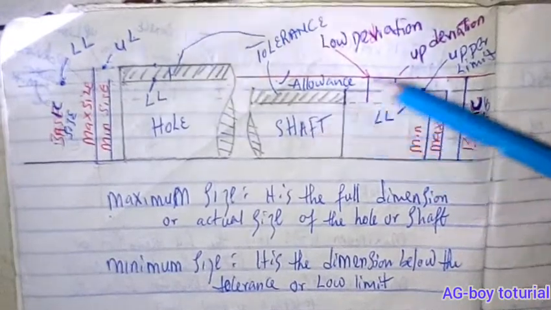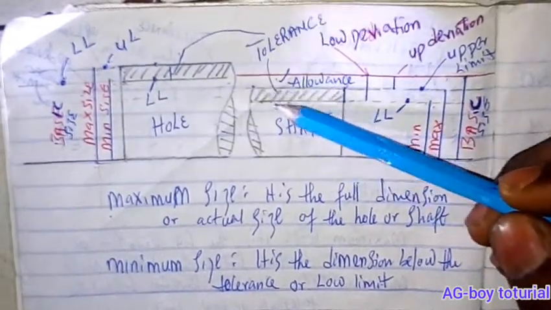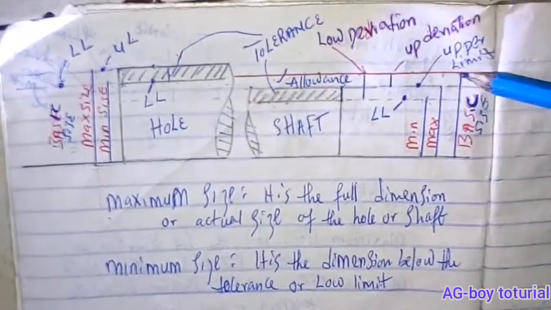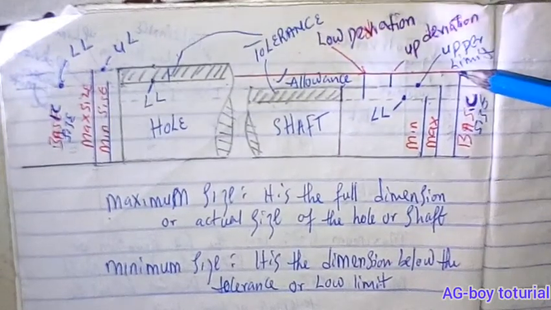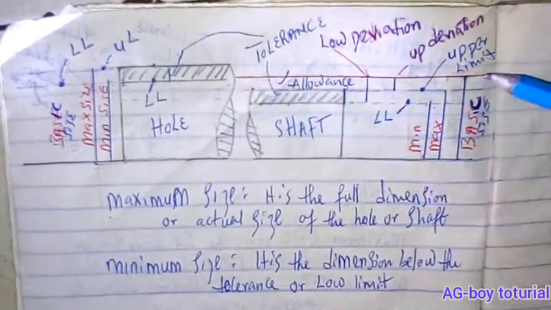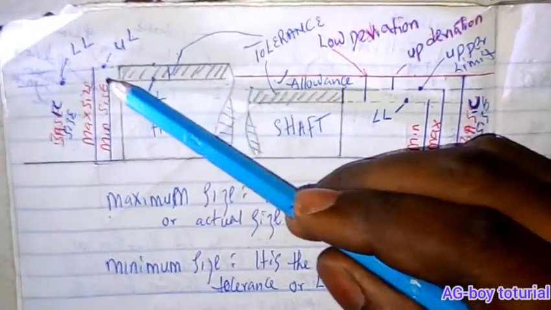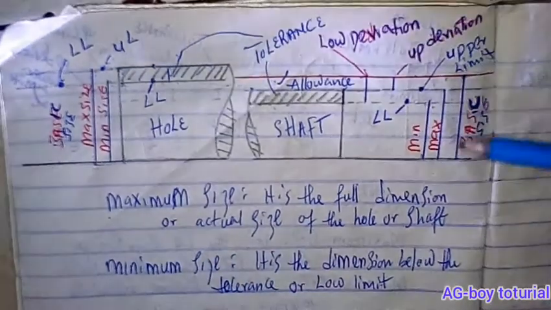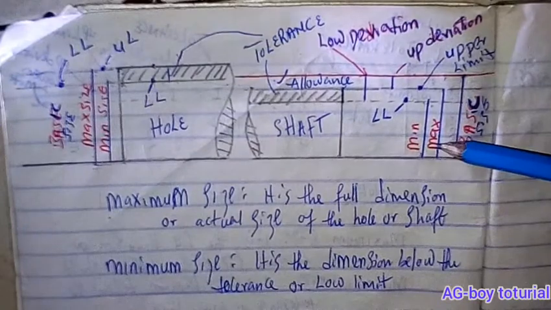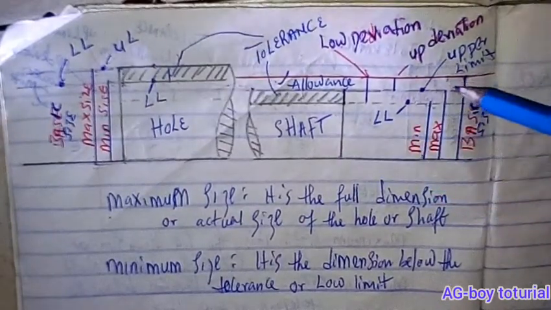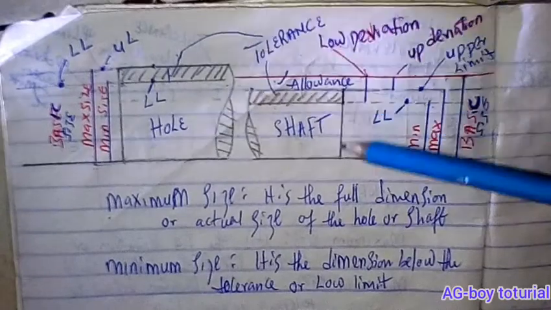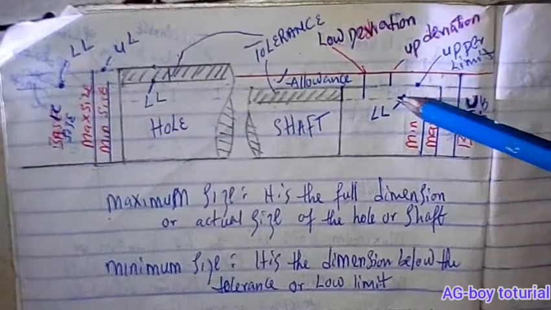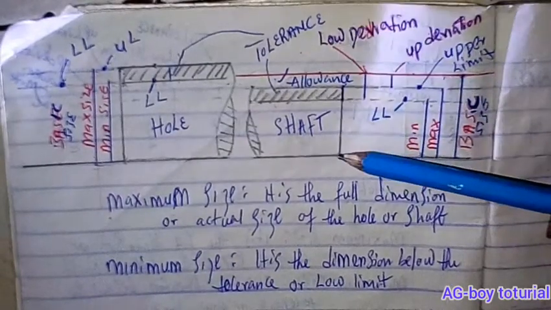This is my shaft. In my shaft, I also have tolerance. Coming back to this side, my basic size is from my allowance here to here. If I trace this line, you'll see that my basic size is from here to this point, same as this point to this point. Then my maximum size for my shaft is from this point to this point. And my minimum size for my shaft, if you trace it, is from this point to this point here.